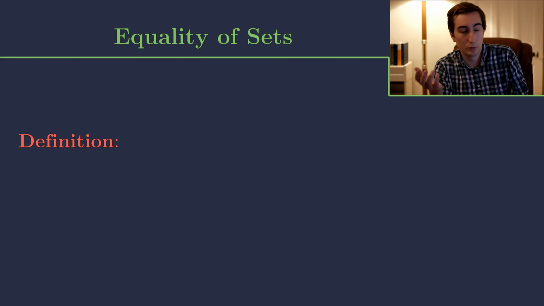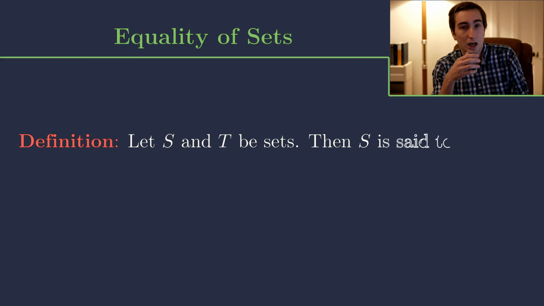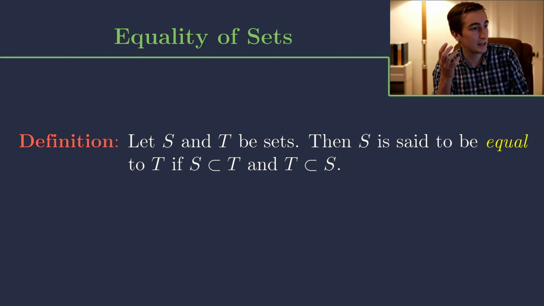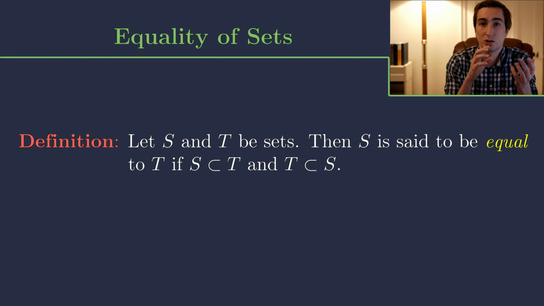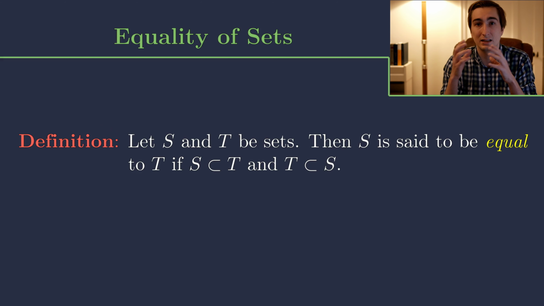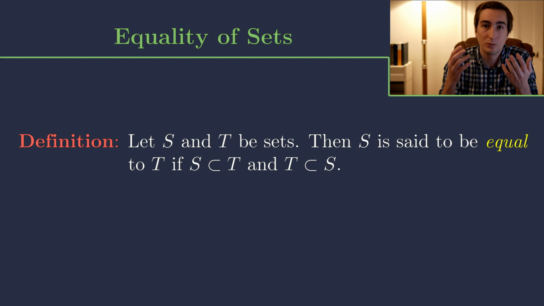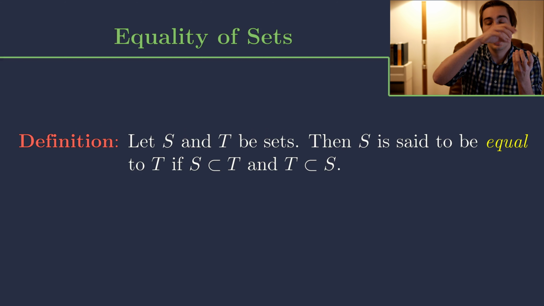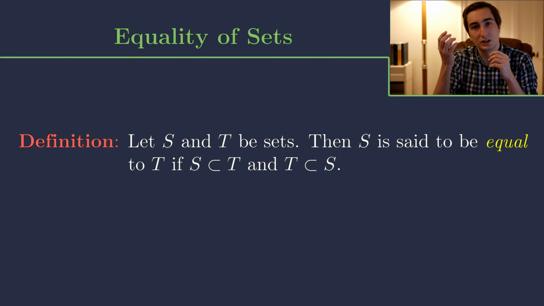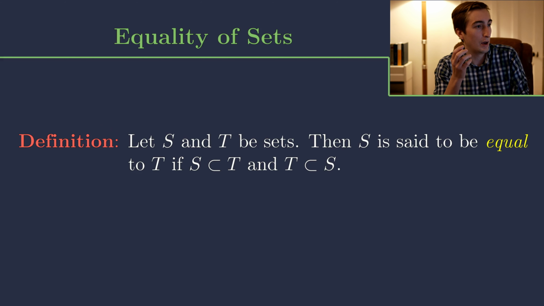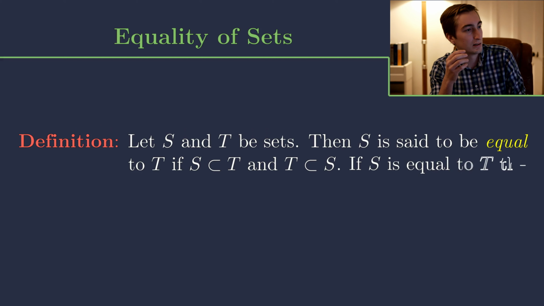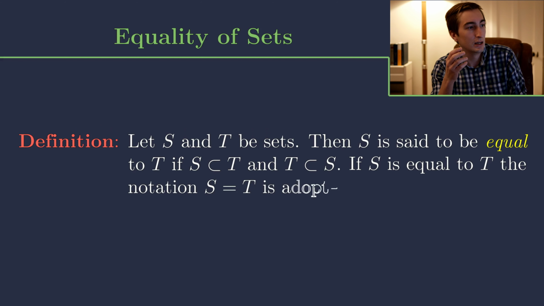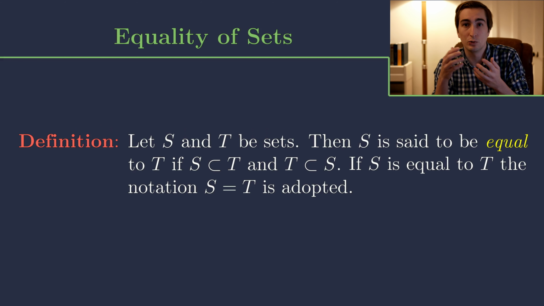And here, as before, we're going to take two sets S and T. And we'll say that if the set S is a subset of T and T is also a subset of S, then S is equal to T. So that's what we mean when we say S is equal to T. In other words, all the elements of S are also in T and all the elements of T are also in S. And we use the notation, as you might expect, that if S is indeed equal to T, we just write S = T.